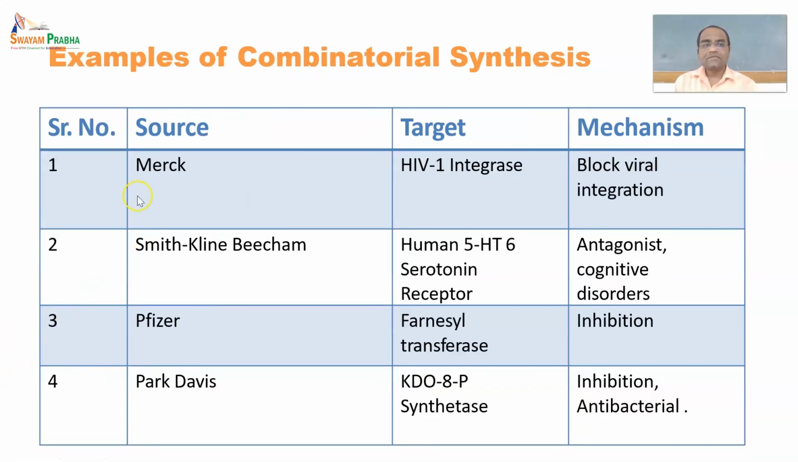So here are some examples of combinatorial synthesis. These are the companies. Merck targeted HIV integrase, with a mechanism of action of blocking viral integration. After that, SmithKline targeted the human 5-HT receptor, the serotonin receptor, with an antagonistic mechanism, and for the serotonin receptor the indication was cognitive disorder.